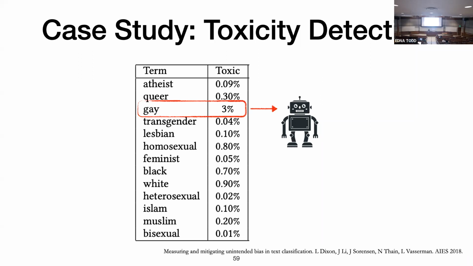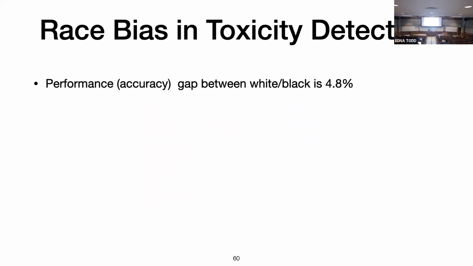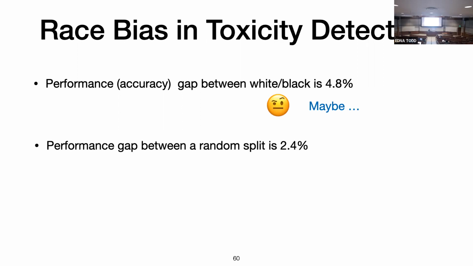But we want to ask a question: will the same thing happen when we talk about race? We found that in the same dataset, for the toxicity detection task, when we do the detection for race, the overall performance gap between the two groups is around 4.8. There may be some bias there. But if we randomly split the sentences into two groups, there is also a gap between the two groups of around 2.4.